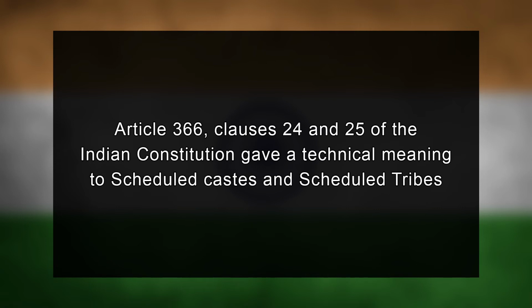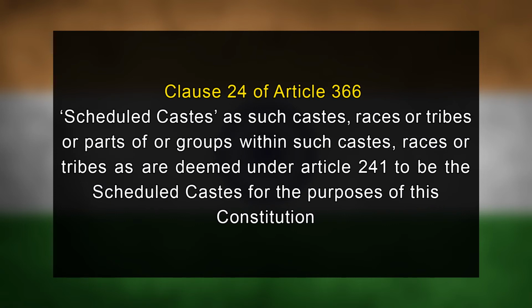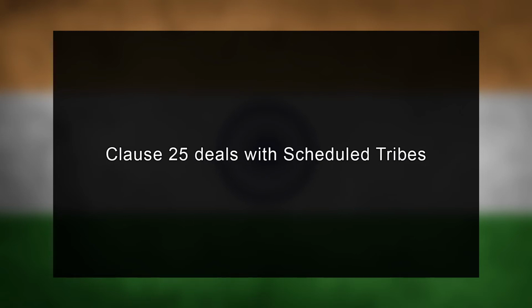Under these protections, Article 366, clauses 24 and 25 of the Indian Constitution gave a technical meaning to scheduled castes and scheduled tribes. Clause 24 of Article 366 defines scheduled castes as such castes, races or tribes or parts of or groups within such castes, races or tribes as are deemed under Article 341 to be the scheduled castes for the purposes of this Constitution. Clause 25 deals with the scheduled tribes.